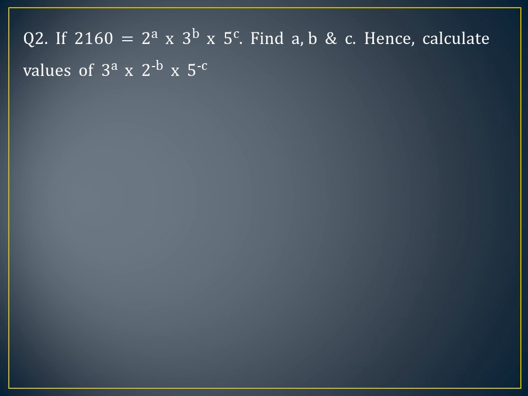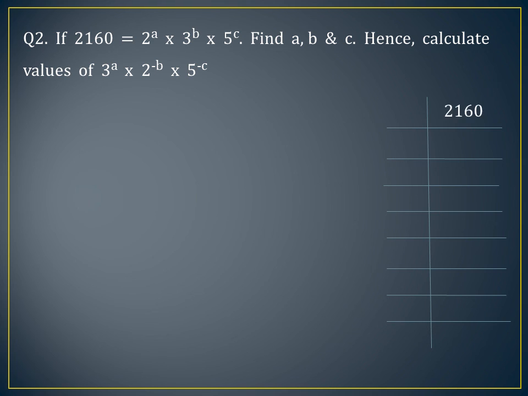Now our last question is, if 2160 is equal to 2 raised to a into 3 raised to b into 5 raised to c, we have to find the values of a, b and c, and also further find the value of 3 raised to a into 2 raised to minus b into 5 raised to minus c.